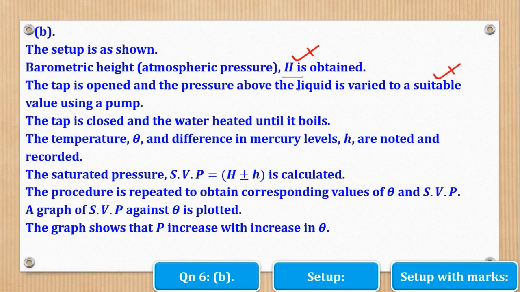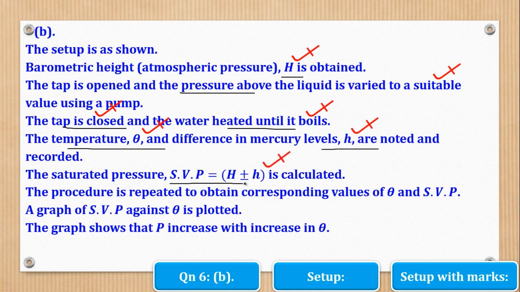Another one is for you to adjust the pressure in the closed limb, or the pressure above the liquid. Next is for you to close the tap and also heat until it boils, which also needs a mark. Next is for you to measure the temperature and also measure the difference in mercury levels, and also quote the formula for saturated vapor pressure.